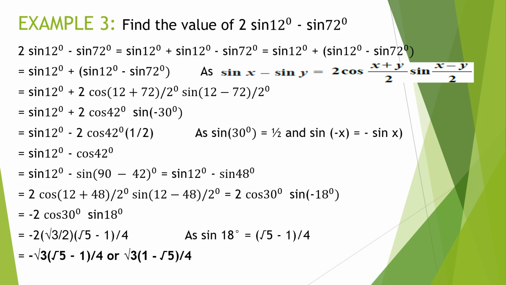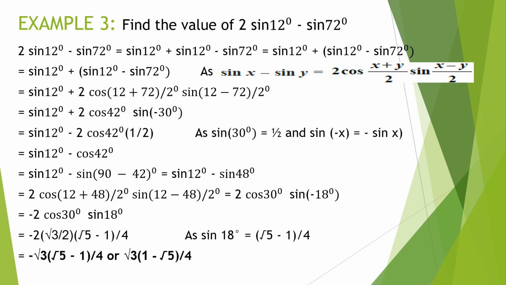Again we apply the sin minus sin formula. Sin minus sin is 2 cos sin. So this is 2 cos of (12 plus 48) upon 2 degree and sin of (12 minus 48) upon 2 degree. Again, sin of minus theta is minus sin theta. So this is equal to 2 cos 30 degree sin minus 18 degree, or minus 2 cos 30 degree into sin 18 degree.